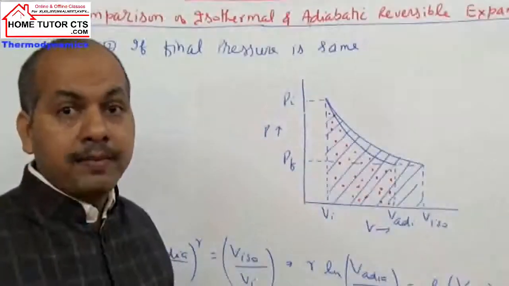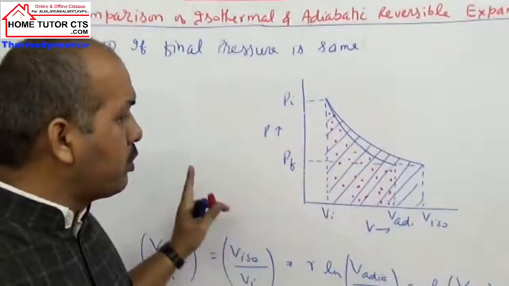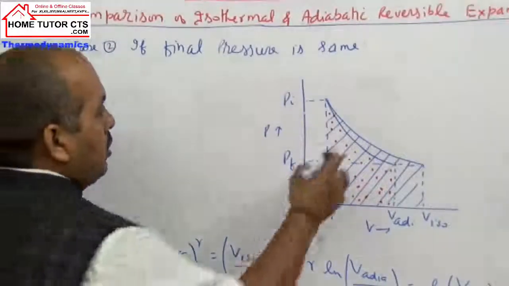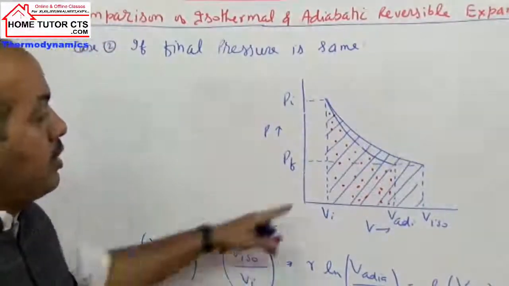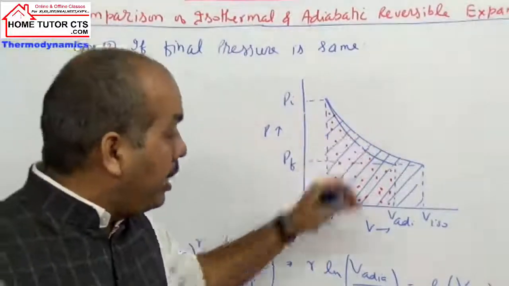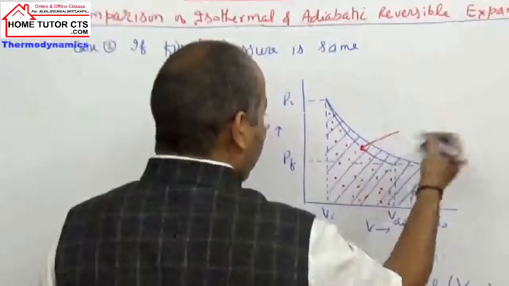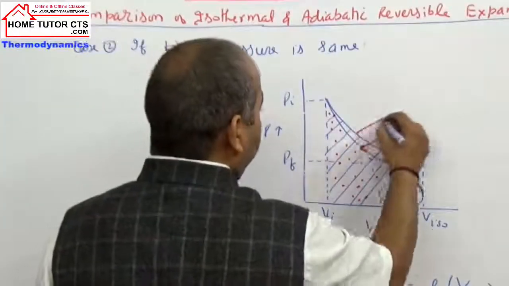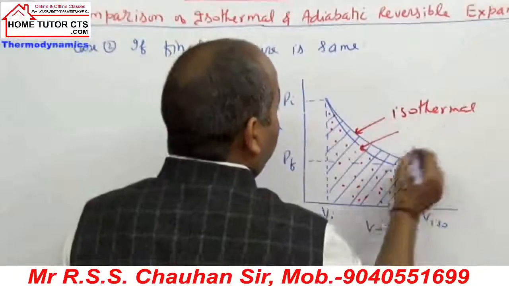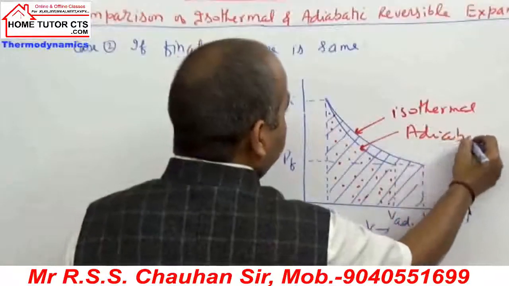Adiabatic graphs are more sloping as compared to isothermal graphs. So that is one important conclusion. In the exam you can get a straight question. They will give you two graphs and may ask which process indicates adiabatic expansion and which indicates isothermal expansion. So definitely you can take that adiabatic expansion has higher slopes than isothermal expansion. So the upper line indicates isothermal, where volume increases, so it is expansion. The lower line indicates adiabatic expansion.